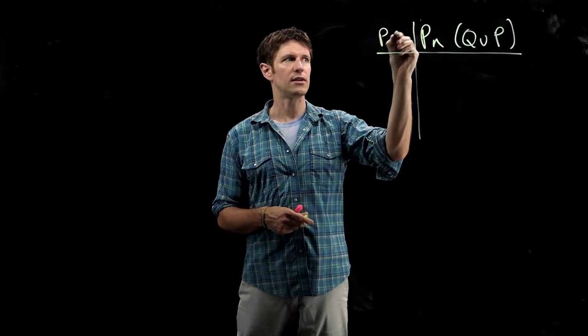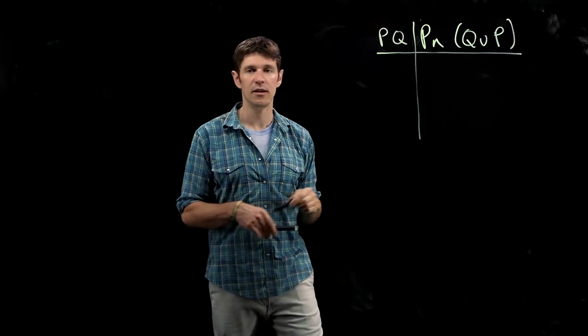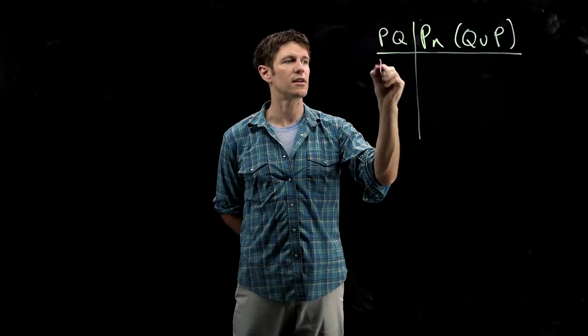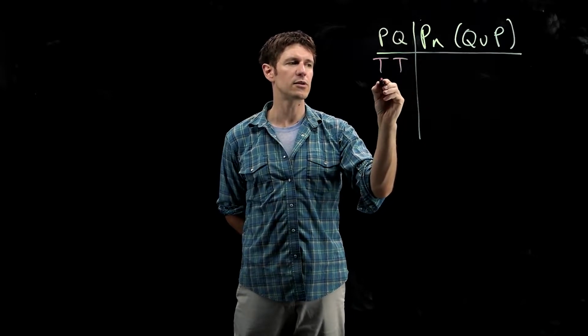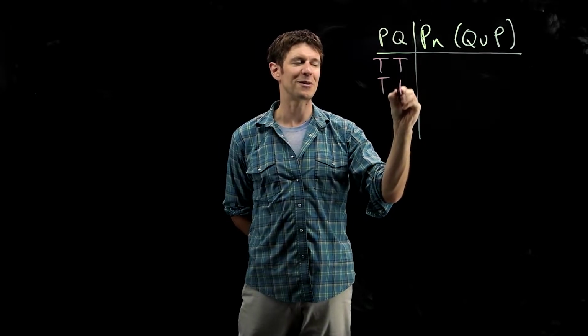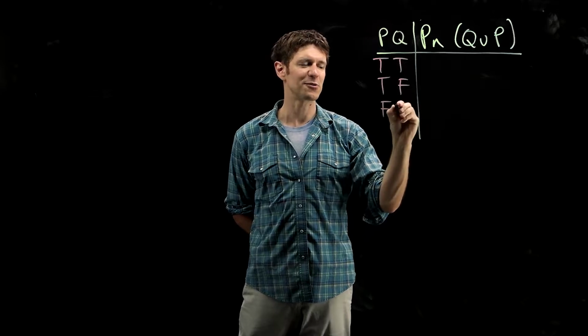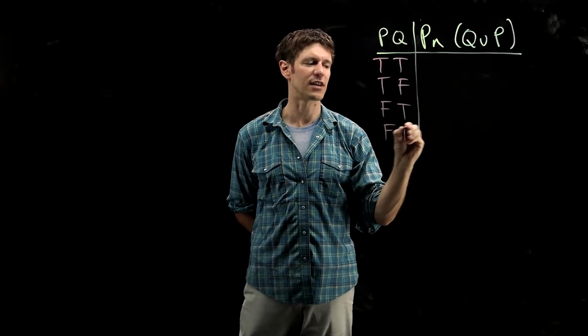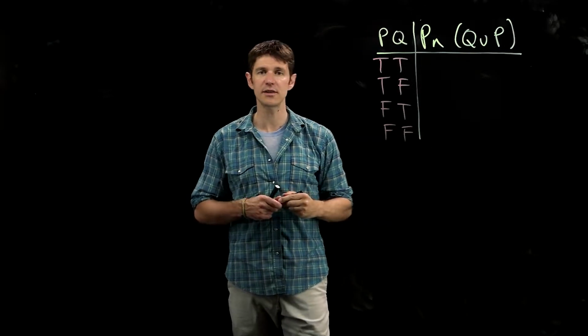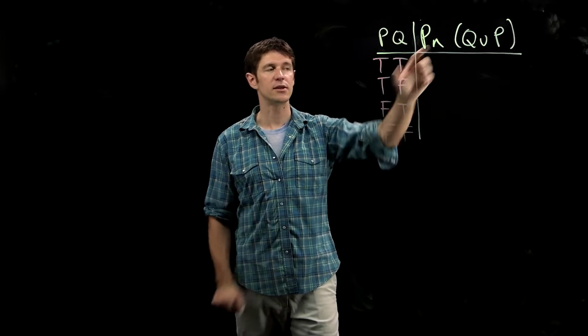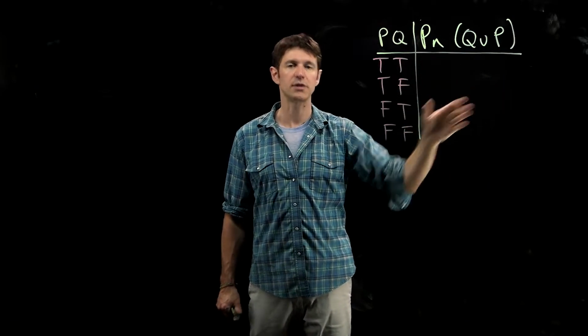So we would write P and Q over here, and let's write the truth values underneath here. So P could be true, Q could be true, P could be true, Q could be false. We could have false and true, and then finally we can have a false and false. Okay, so these are all the different ways that we might assign truth values to these propositional letters.